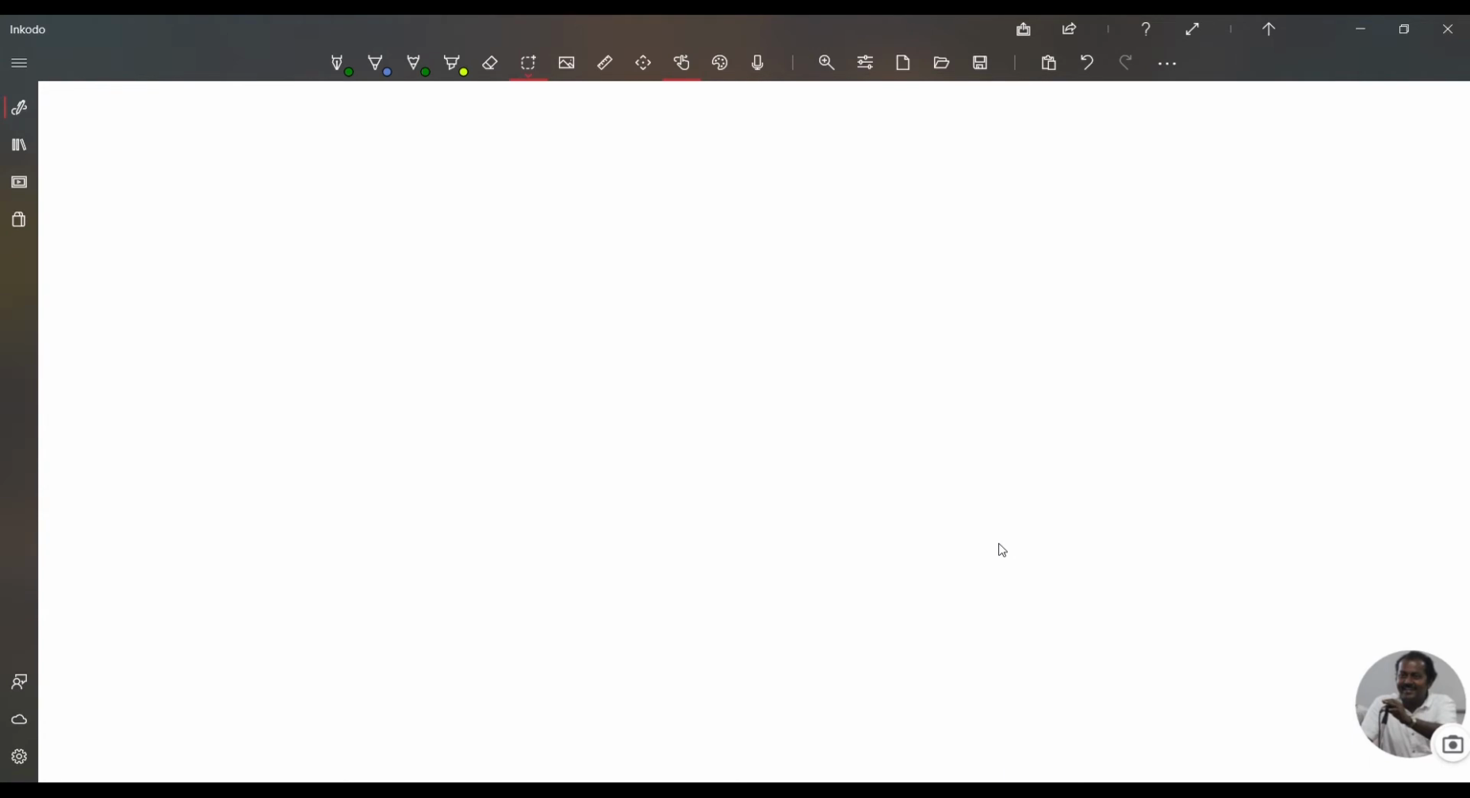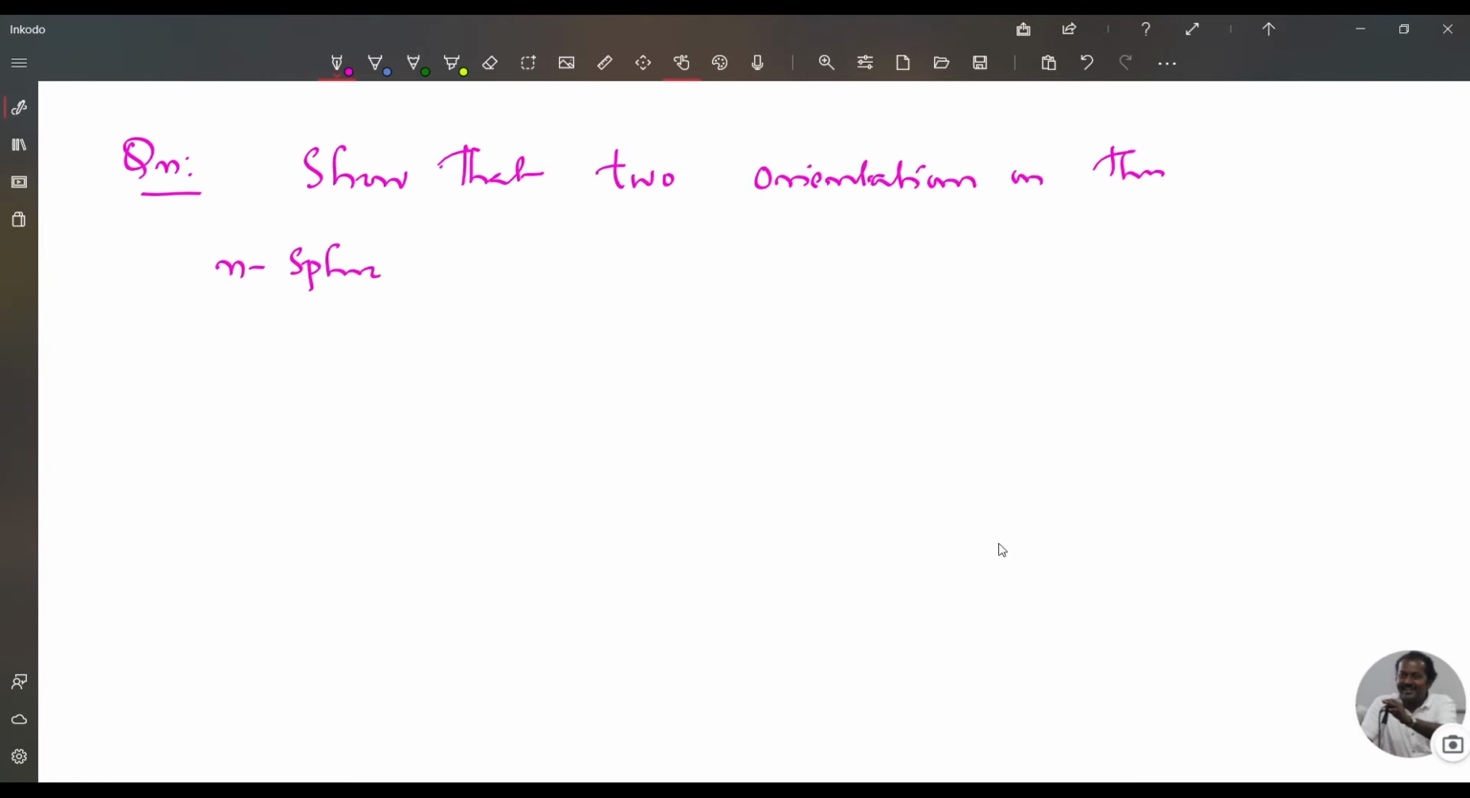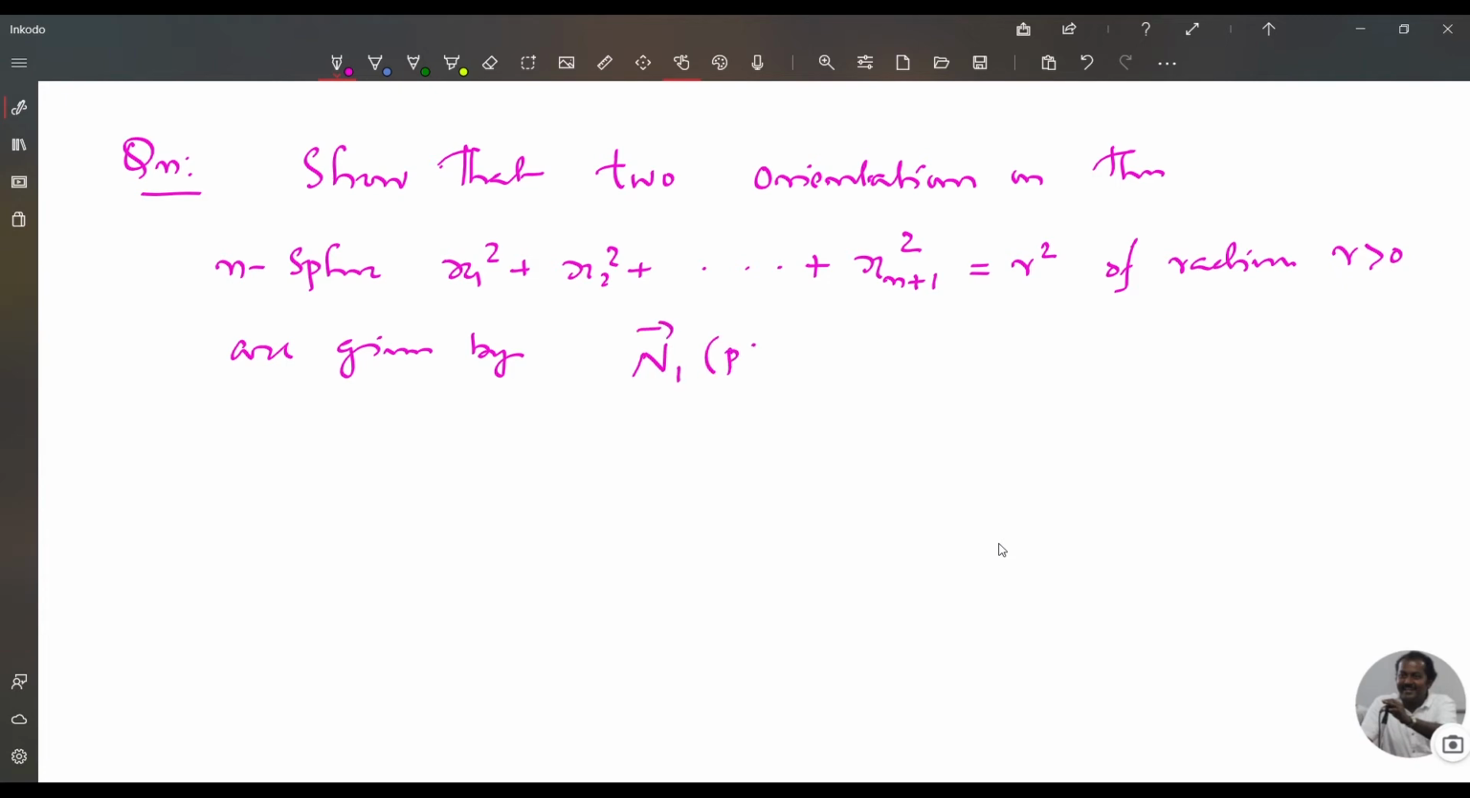Now we do another example question. Show that the two orientations on the n-sphere x1 squared plus x2 squared plus etc. plus x(n+1) squared equal to r squared, of radius r greater than 0, are given by n1 of p equal to p by r and n2 of p equal to minus p by r.